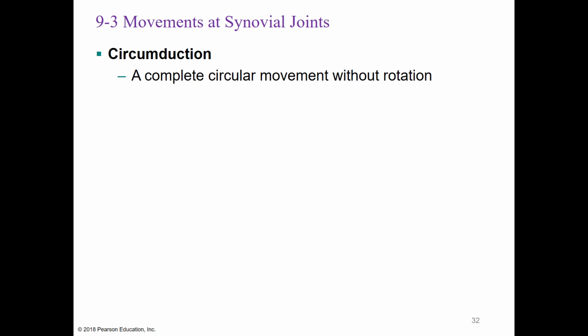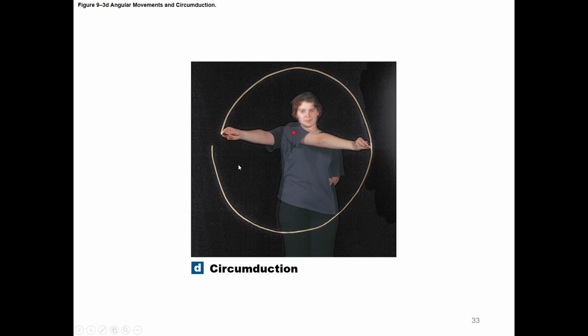Circumduction is a complete circular movement without rotation. So what do we mean by that? Well, that's something we can do with our very movable shoulder. You can see that this person has her arm straight out. She is not rotating it, but she's moving the shoulder joint, and she's able to make a full circle without actually rotating the arm. That's a circular movement without rotation, known as circumduction.